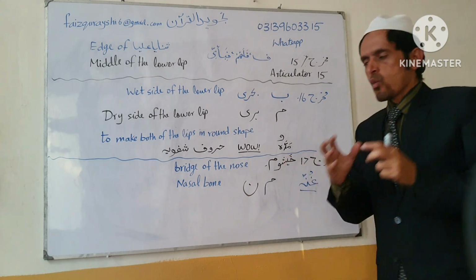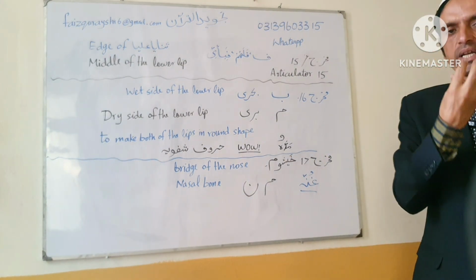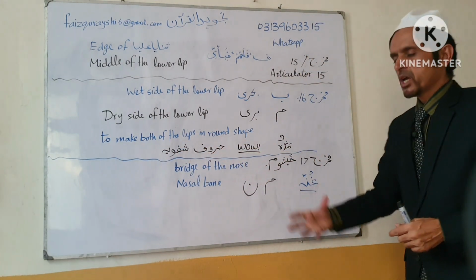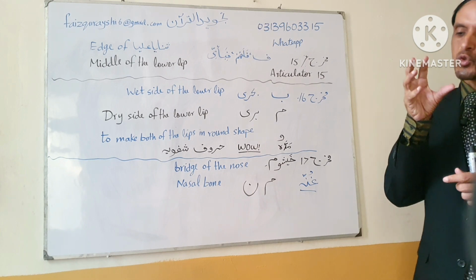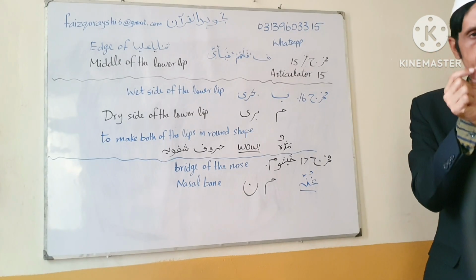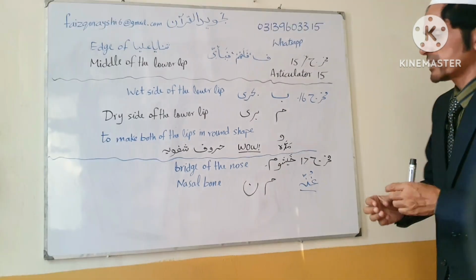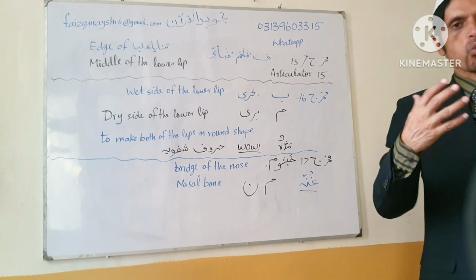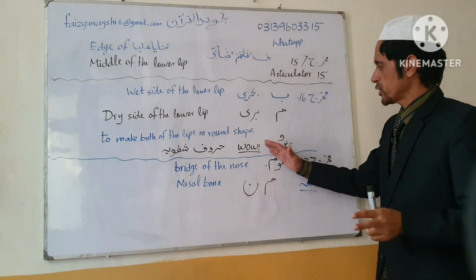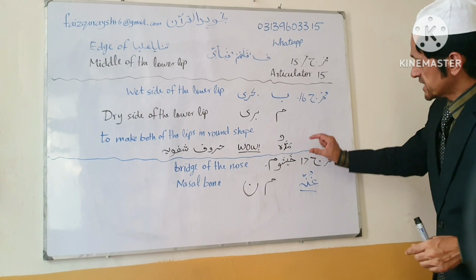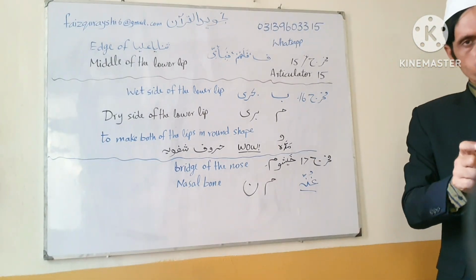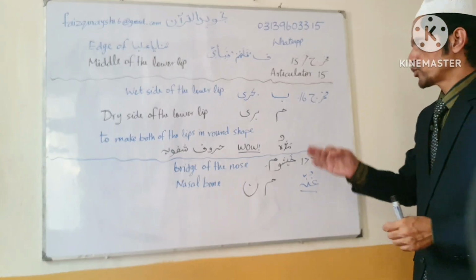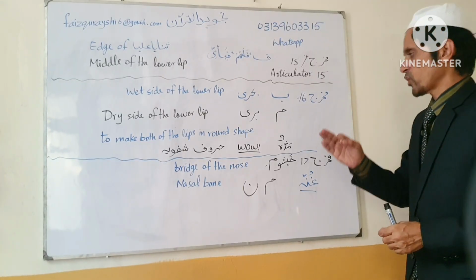And now wow. Wow is also articulated from your lips, but to make both of the lips in a round shape. When you articulate wow, you will make a round shape of your lips like wow. And in another easy way, I will tell you wow, as you say in English wow. In the same way you can articulate this wow, but this wow is called wawi madda. Wawi madda is that wow which is sakin, and before that would be dhamma, dhamma. So that is wawi madda.